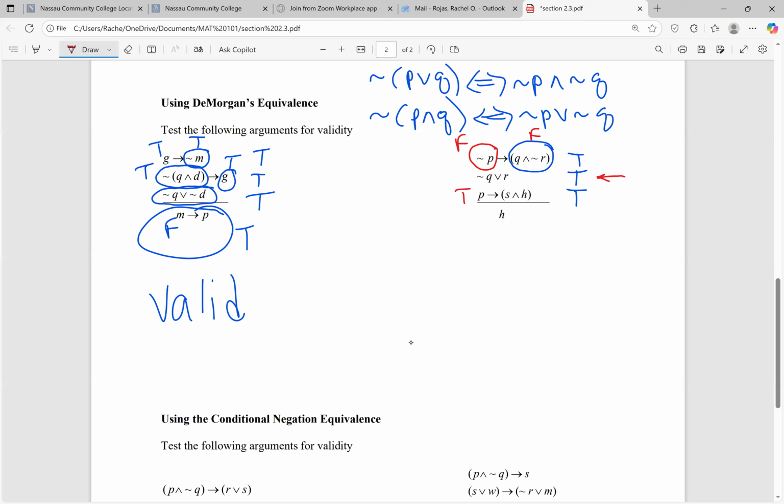If the left-hand side of a conditional is true, then the right-hand side has to be true in order for the statement to be true. And for an and statement to be true, both sides of the conjunction have to be true. So that forces S to be true and H to be true. And H also happens to be the conclusion, so that would be true also. So we just showed that when the premises are all true, the conclusion has to be true as well. So we have a valid argument, and we were able to use De Morgan's equivalence.